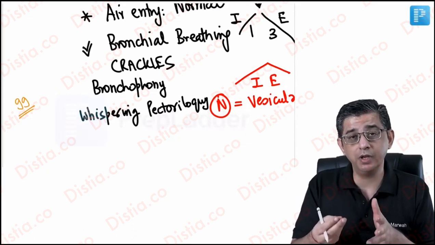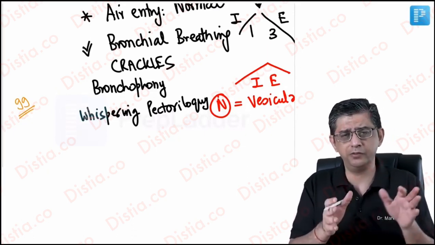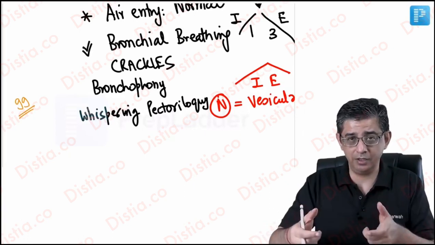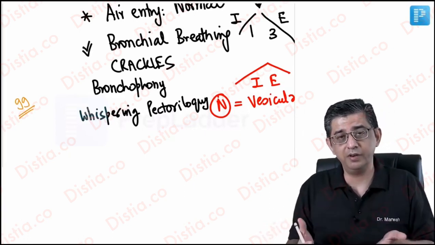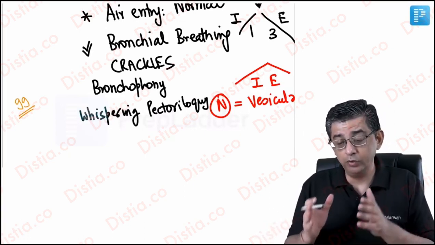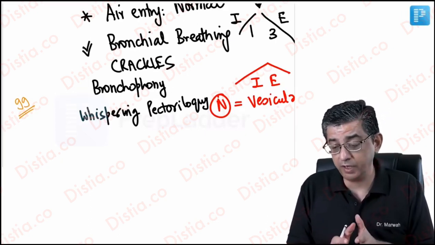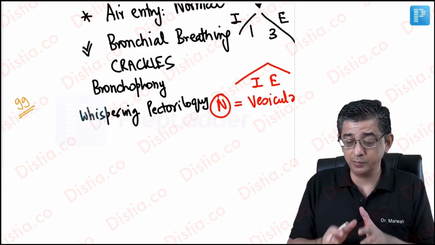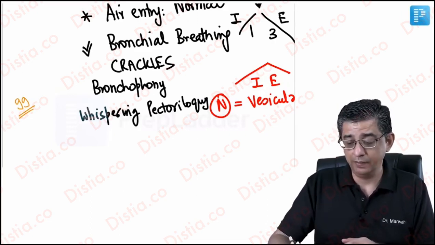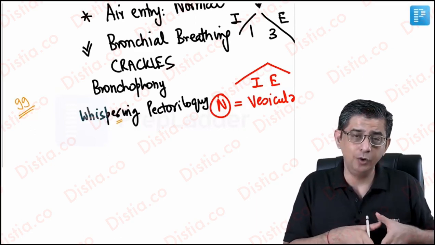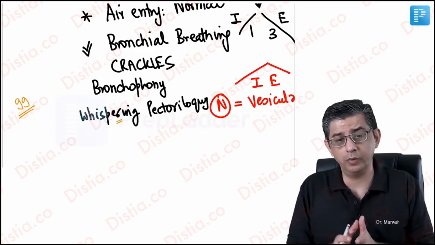He's whispering so softly that a normal person will not be able to hear him, but your stethoscope is conducting that sound through the solidified lung so well that you will be able to hear the words 9 and 9 coming very distinctly. So whispering pectoriloquy simply means that the sound being produced by the patient is of an intensely low intensity as compared to that of bronchophony.